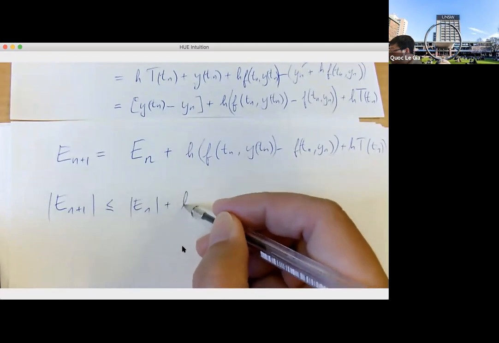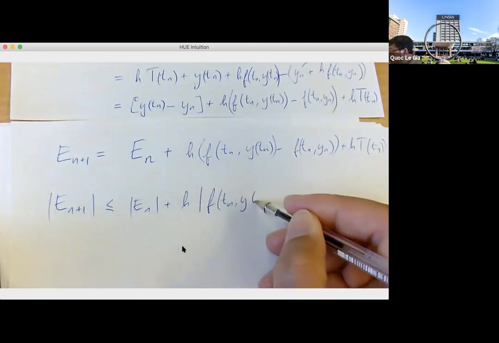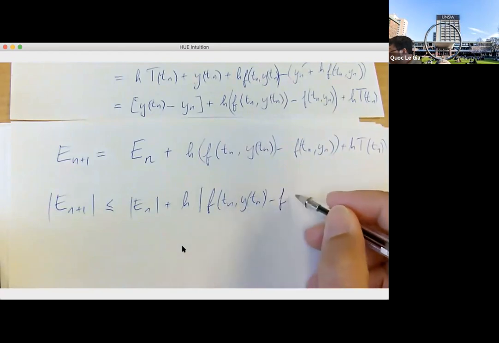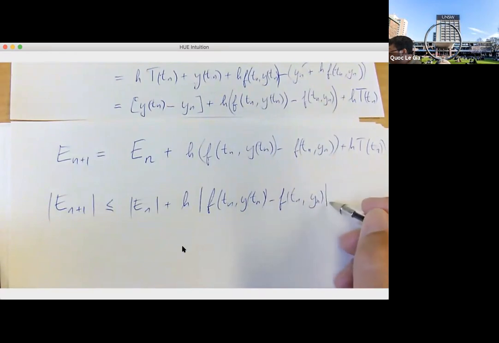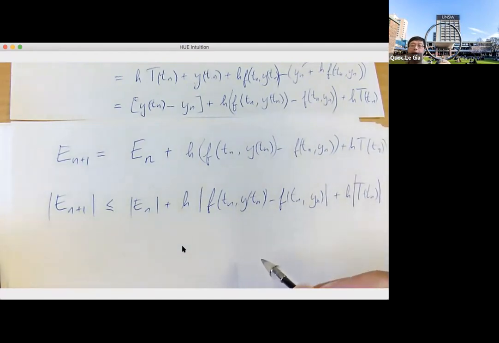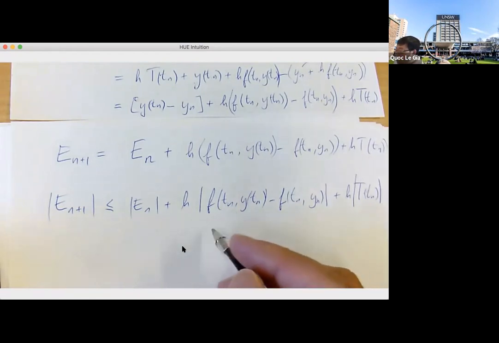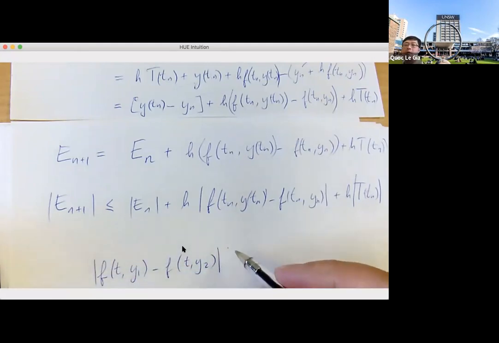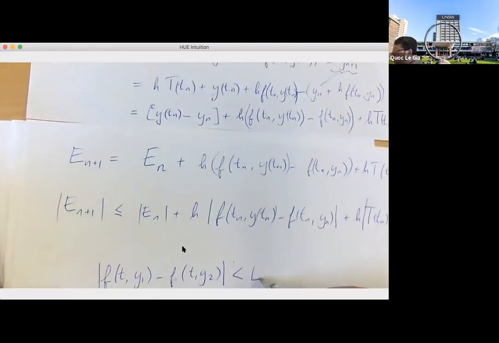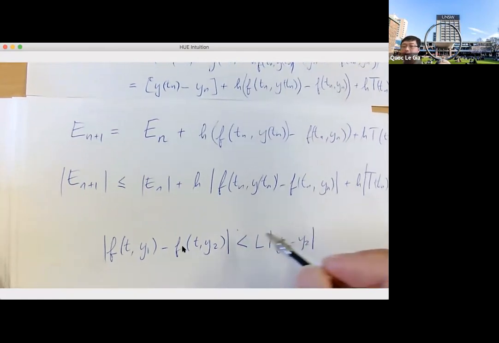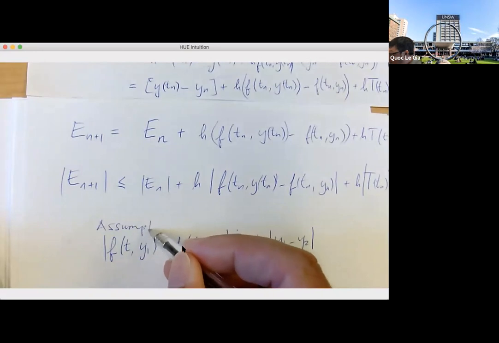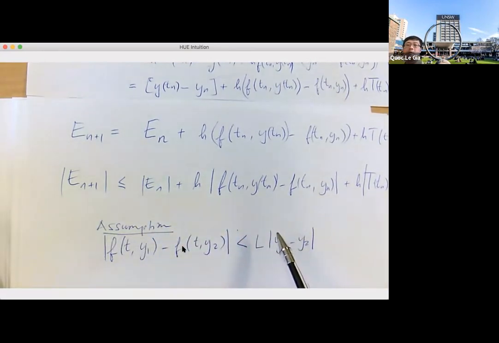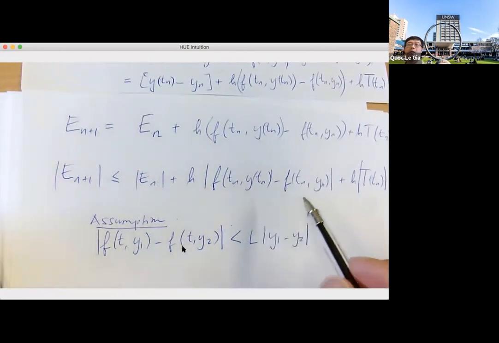E_{n+1} is bounded by E_n plus h times |f(t_n, y(t_n)) minus f(t_n, y_n)|, plus the truncation error. And if you remember the assumption on the function f, we assume that f(t, y1) minus f(t, y2) doesn't go very far compared with the distance between y1 and y2, right? So this is from the assumption. If we don't have this assumption, then it's not easy to prove this.